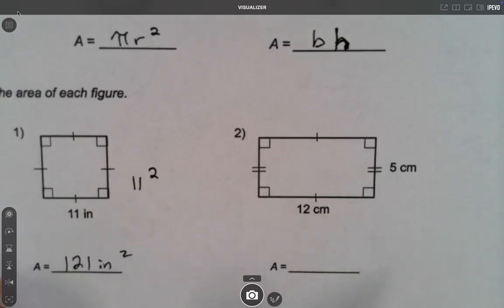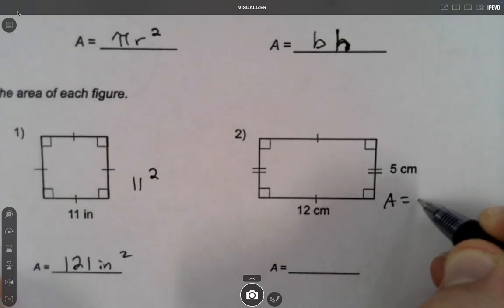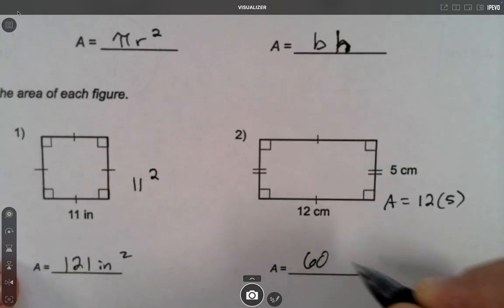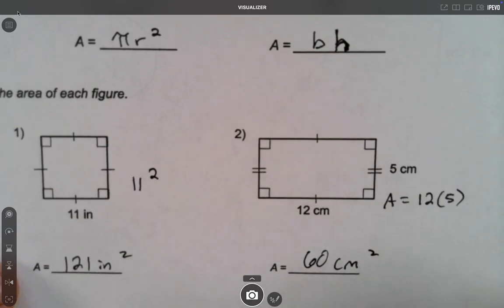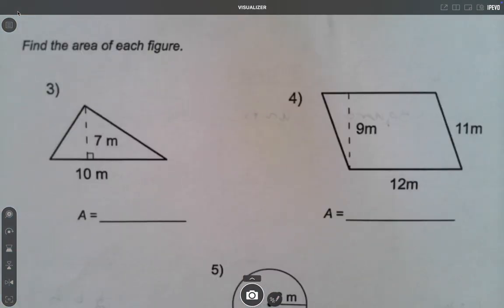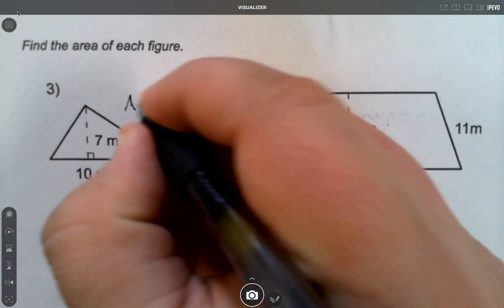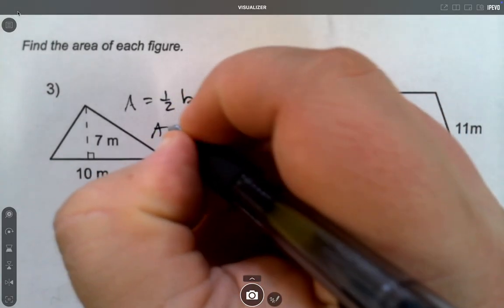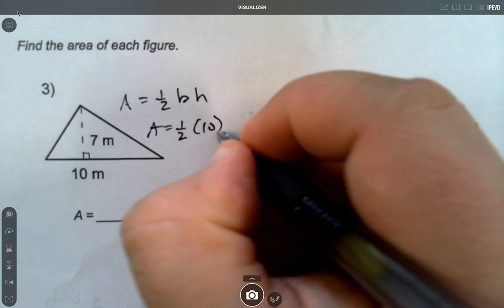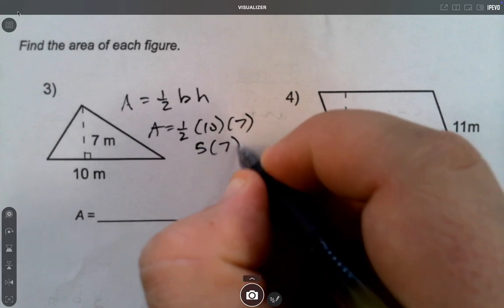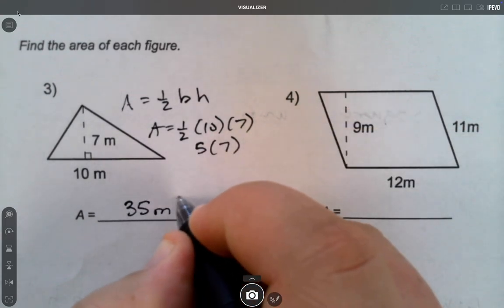On 6, we have a rectangle. So the area is the length times the width. So we do 12 times 5 is 60. That'd be square centimeters. Okay, number 3, we're doing with a triangle, which is half times the base times the height. So we do half times 10 times 7. So half of 10 is 5. 5 times 7 is 35, so we get 35 square meters.